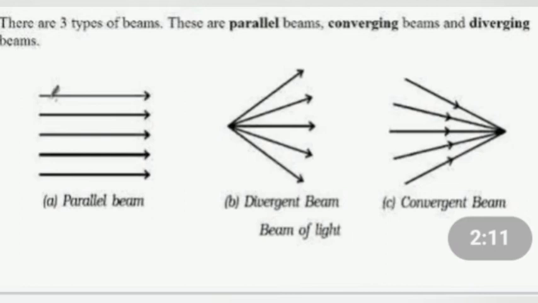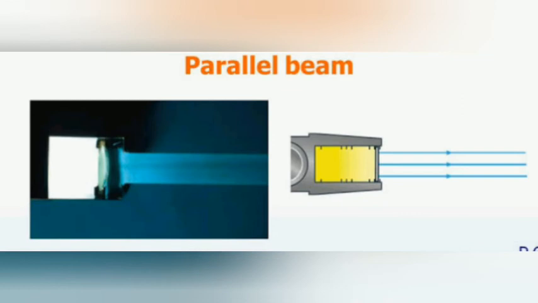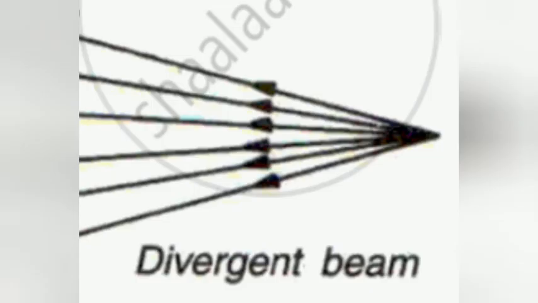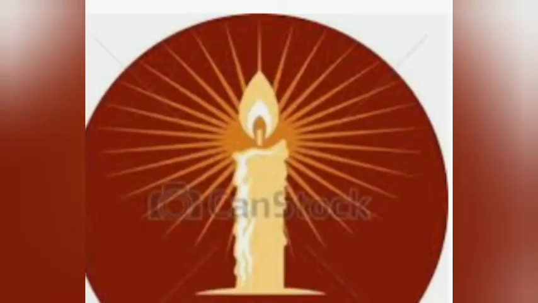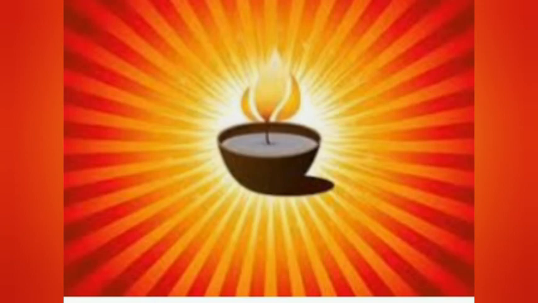Parallel beam of light. You know very well parallel lines never meet each other. So light rays received from very distant sources such as the sun are considered to be parallel. Second one, divergent beam of light. Diverge means spread in all directions. When light is given off from a small source, for example a candle, the rays appear to spread out in all directions. Such a beam of light is known as a divergent beam of light.